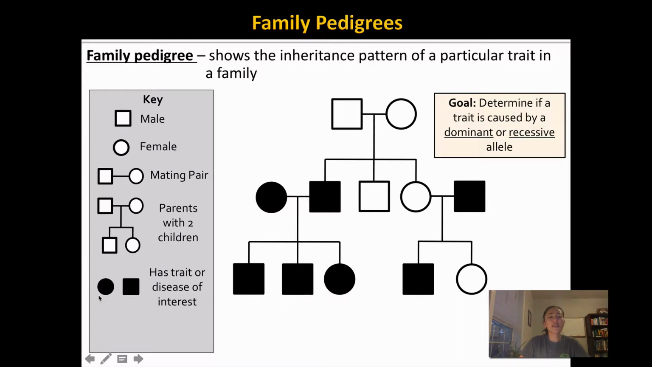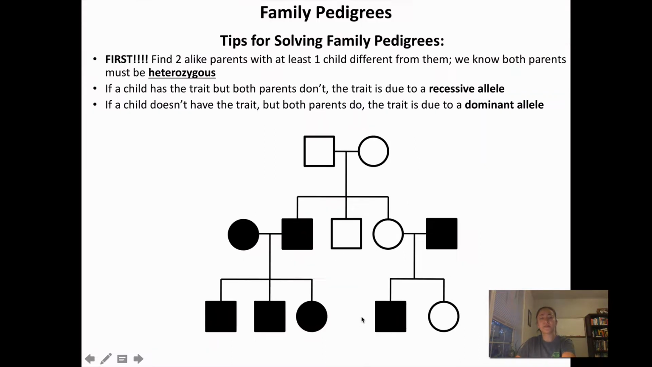Once again, anything that's shaded in represents individuals that have the trait or the disease that we're interested in. And any individual that's not shaded in means that they are unaffected. They do not have the trait or they do not have the disease that we're interested in.